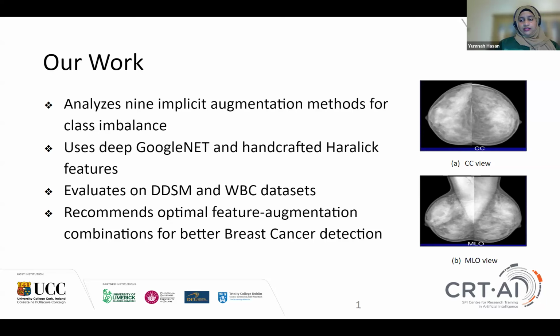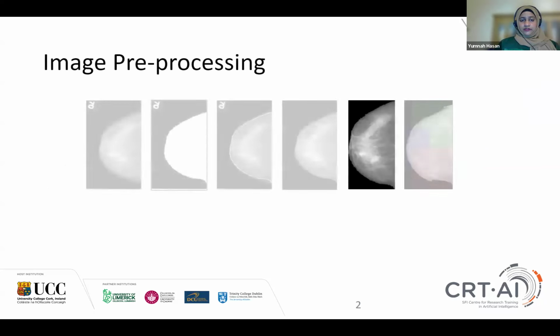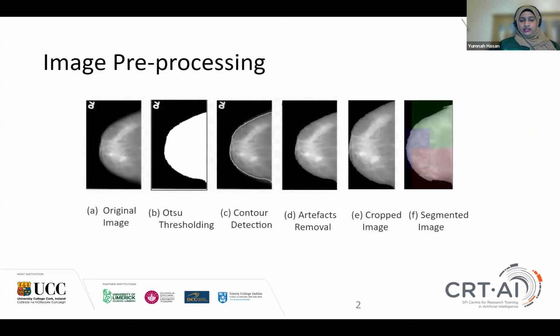We extracted 2 types of features, deep and handcrafted. For deep features, we use the GoogLeNet architecture, and for handcrafted, we use Haralick features. And in this study, basically, we recommend the best feature extraction and augmentation methods for the accurate diagnosis of breast cancer. So in the first step, we first pre-process the images.